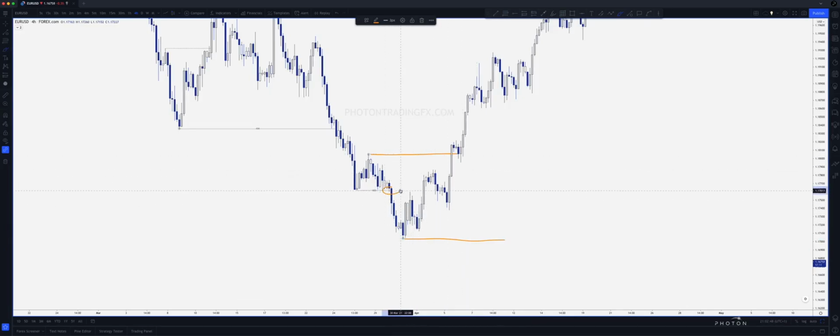After we get our 4 hour break of structure, because that's confirmed our lower high, what do we expect after a 4 hour break of structure? We expect a 4 hour pullback. How do we know when that 4 hour pullback may be about to begin? We look for a change of character, so we can look for that minor break of structure to the upside.